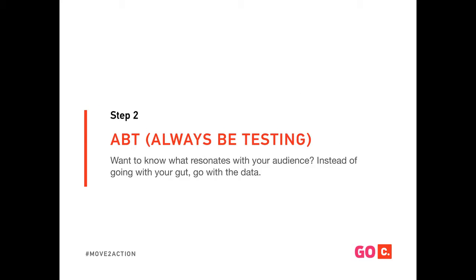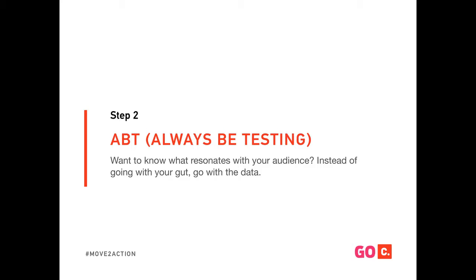So next we want to talk a little bit about testing, which is another huge part of the work that we do here at Change. And our motto is ABC, always be testing. Chances are if you took a guess at what kind of subject line or image or color button in your email was going to resonate with your audience, you're probably going to guess wrong. 95% of the time, your gut is probably just not going to be the best way to figure out that information. And we always like to rely on data. And the best way to get that data and figure out what works is to test.